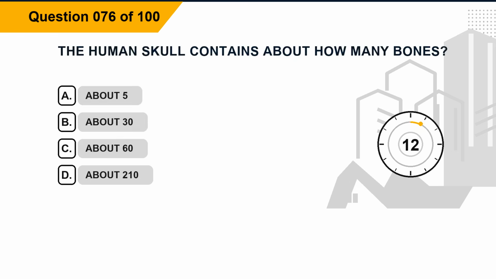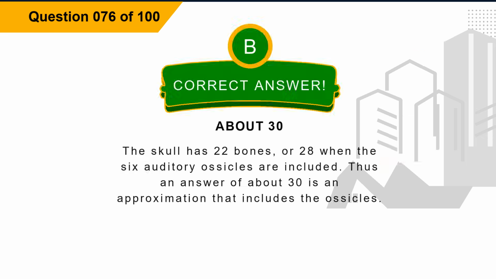Question 76. The human skull contains about how many bones? Option A, about 5. Option B, about 30. Option C, about 60. Option D, about 210. The correct answer is option B, about 30. Explanation. The skull has 22 bones, or 28 when the 6 auditory ossicles are included. Thus an answer of about 30 is an approximation that includes the ossicles.